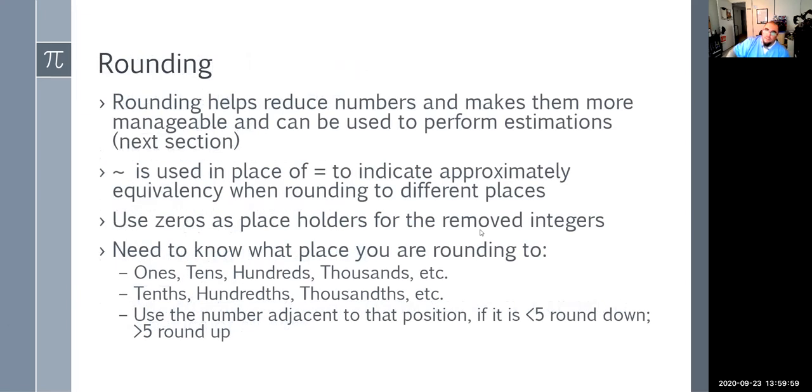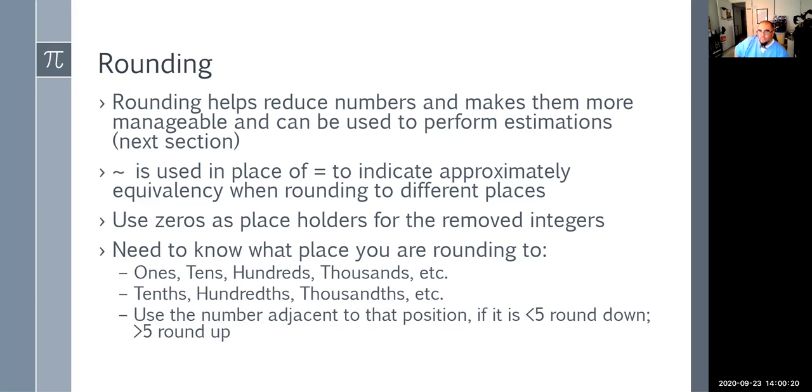So rounding helps us reduce numbers and makes them more manageable and can be used to perform estimations, which we'll talk about. That squiggly line is used in place of the equal sign to indicate approximate equivalency. I always love that. Approximately equivalency. Wait, what? It's pretty approximate equivalence. Mr. McKeever made a spelling mistake there.